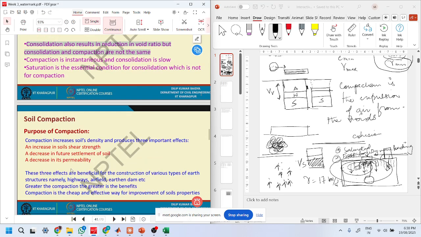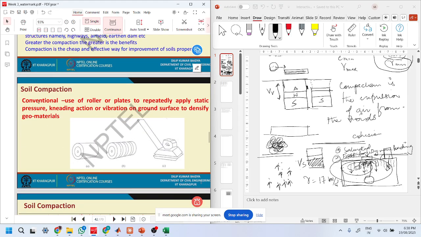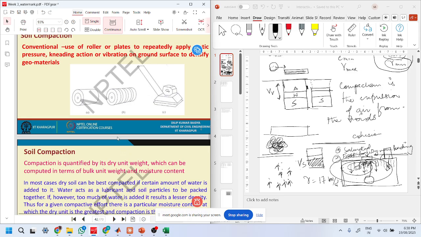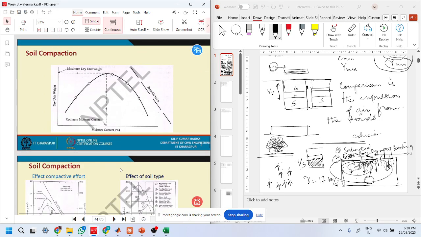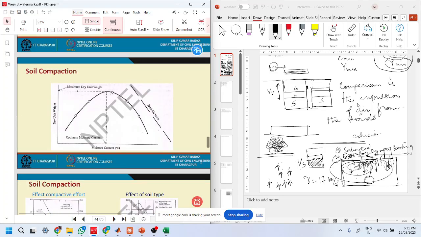Compaction is done to increase the shear strength of soil, to decrease the future settlement of soil, and to decrease its permeability, because the smaller the air voids, the larger the volume of solids, and we have higher density. So soil compaction we can do using static rollers, or we can use dynamic rollers. Let's talk about it first.